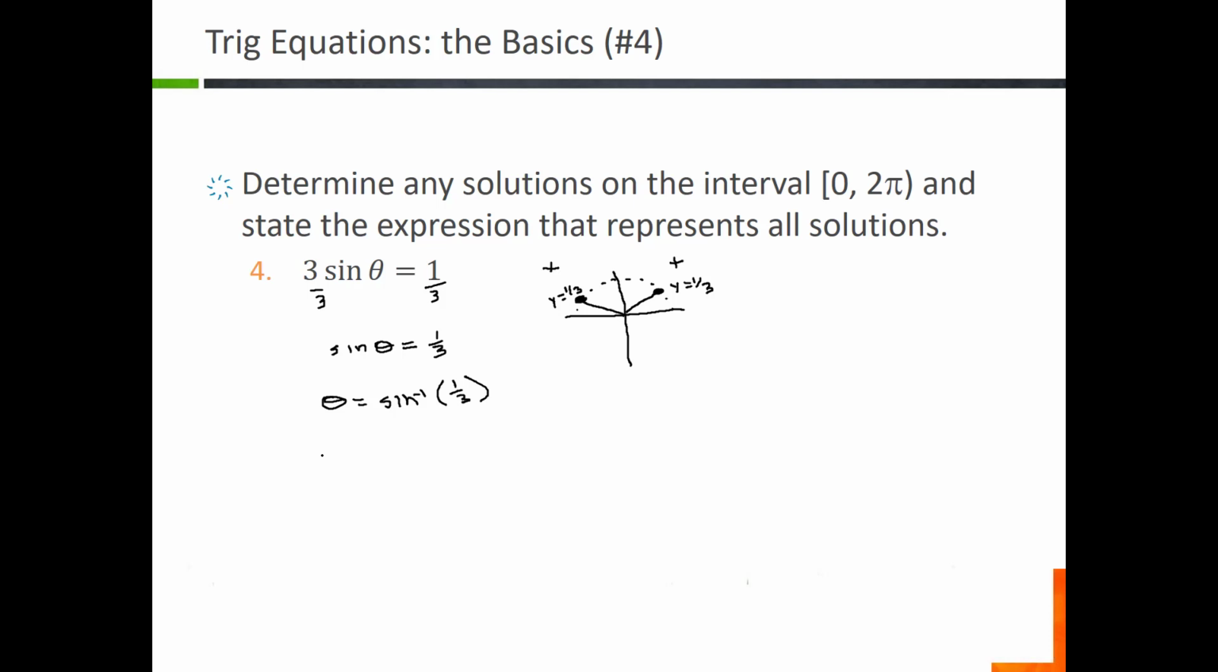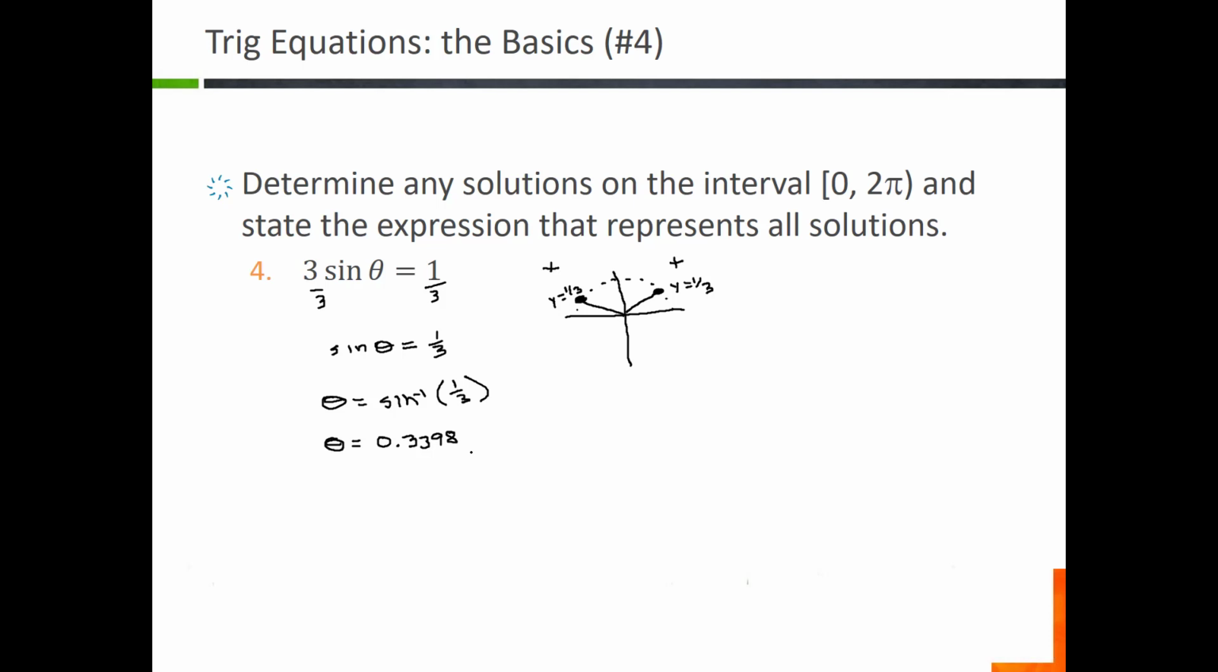Let's make sure that we are in radian mode. We don't want to be in degree mode, we want to be in radians. The inverse sine of 1/3 is 0.3398. So we get θ is equal to 0.3398, and it's in radians, so I'm not going to put the degree symbol.